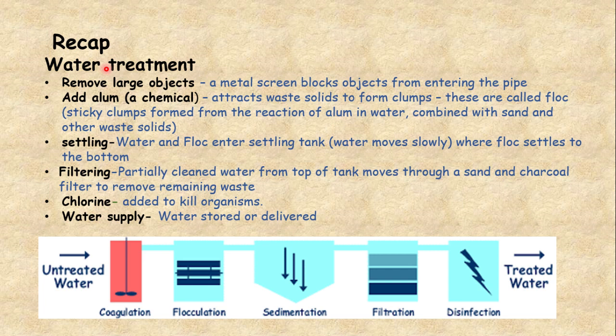How many steps does it involve? It involves the following steps: coagulation, sedimentation, filtration, and disinfection. Untreated water may have some pollutants, soluble or insoluble, or having some microorganisms in it. We have to remove all these.